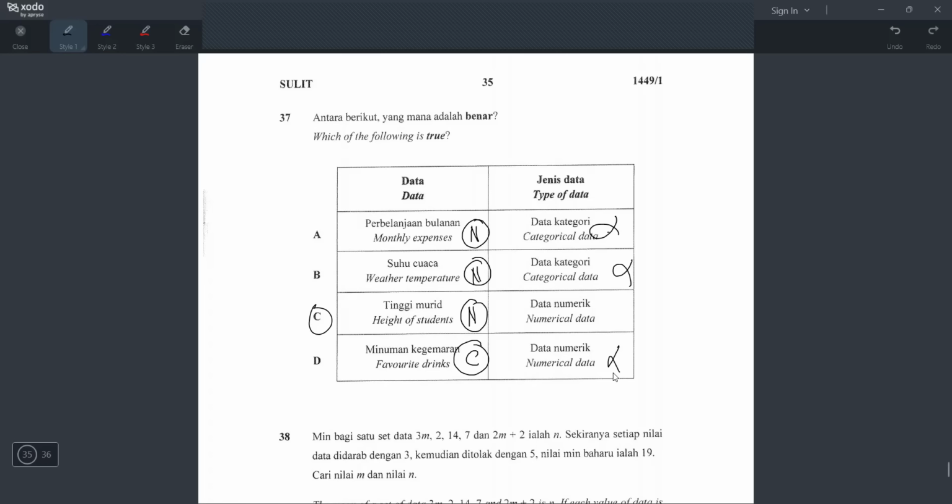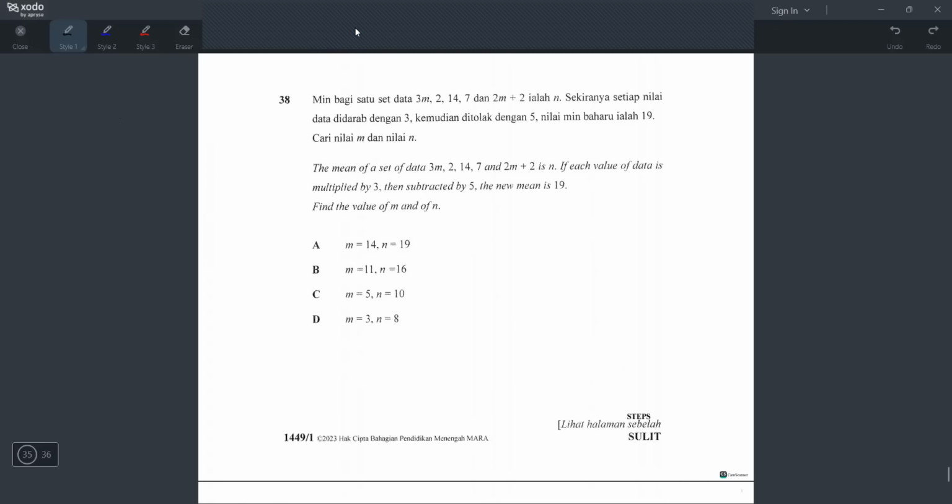So I hope you understand what is categorical and what is numerical. Okay, 38, let's go. The mean of a set of data 3n, 2, 14, 7, and 2n plus 2 is n. So n is the mean. If each value of the data, meaning every value, is multiplied by 3 and then subtracted by 5, the new mean is 19. Find the value of m and n.